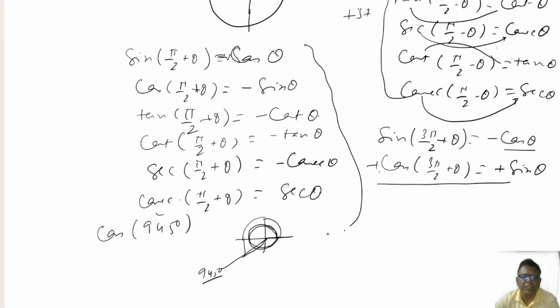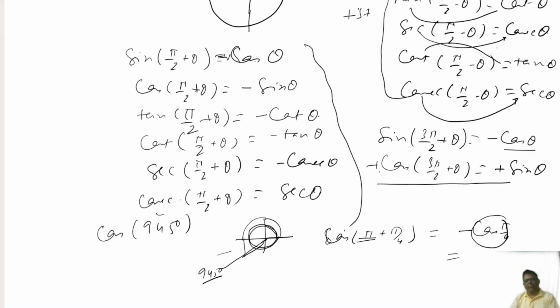So what is this angle? You can write cos of pi plus pi by 4. The cos of pi plus pi by 4 is equal to, since it is a pi, it will remain the same, but it's negative in this quadrant. So minus cos pi by 4. If you know the value of cos pi by 4, then you will be able to tell.